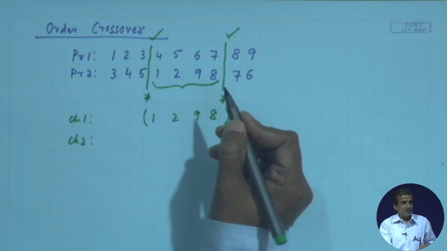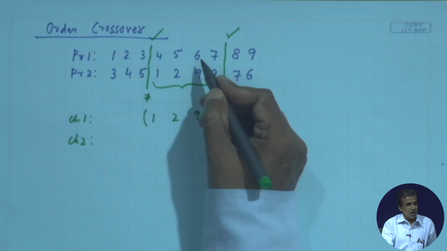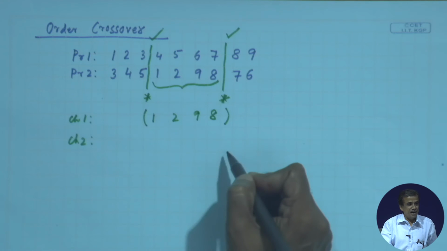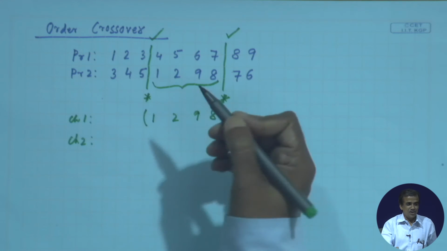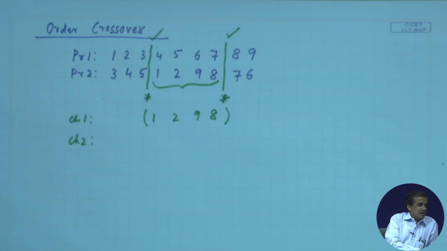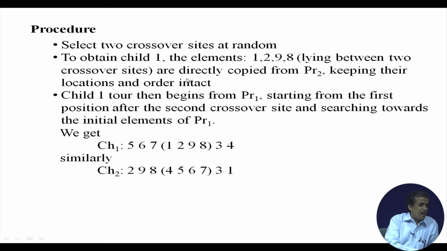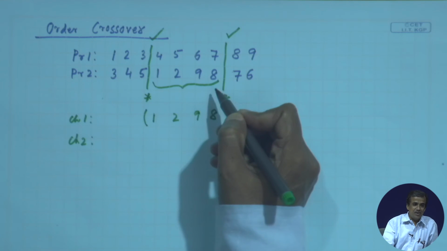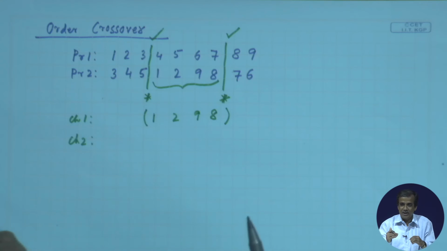We can also copy from parent 1, there is no problem. For child 2 I will copy from parent 1. Okay. I can also do just the reverse, there is no problem. Now, once you have copied this, now you see child 1 then begins from parent 1. So, this I have taken from parent 2 and I will have to take something from parent 1, then only there will be exchange of properties.